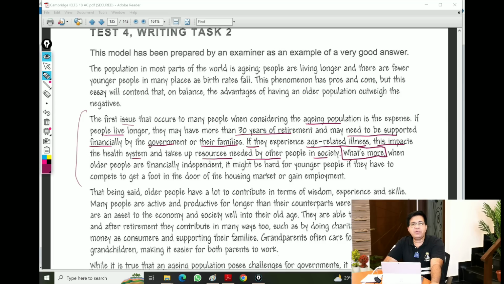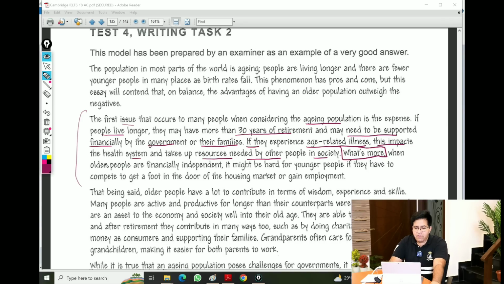Again, I tell you, contractions should not be used. What's more? Don't, doesn't, isn't, aren't, haven't, hasn't. Contractions should not be used in the essay, but this has been written by the examiner. So, examiners are examiners, huh?